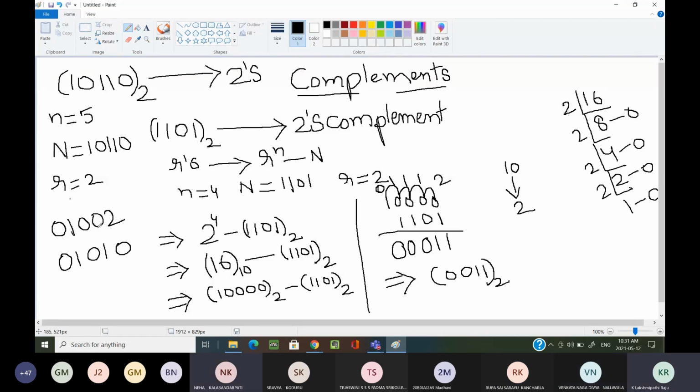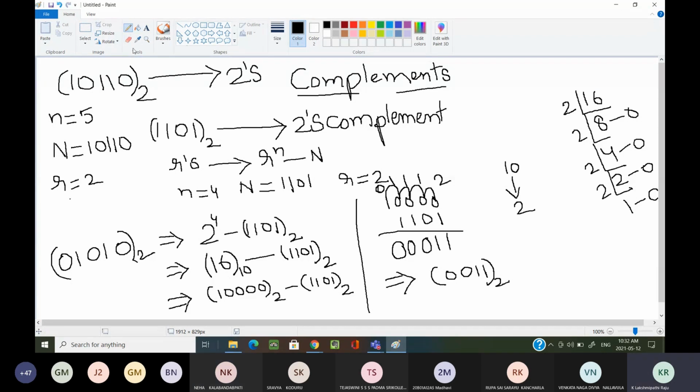Someone is saying 0 1 double 0 2. I think it is completely wrong. Choose the correct one without cross checking. Why? Because you don't get 2 in the binary system. Everyone got the same answer: 0 1 0 1 0 of base 2. Now you can calculate 2's complement, or not? Yes, sir. Is it okay? 2's complement.